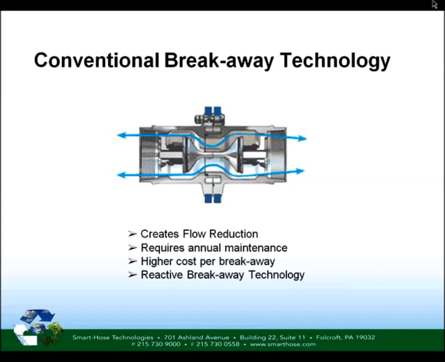There's also a higher cost per breakaway. A 2-inch conventional breakaway can go for $1,500 to $2,000. And end users will try to compensate for the flow reduction, and they will increase the size of the breakaway. A bigger breakaway is going to be more expensive. And this piece of technology is reactive in the case of a pull-away.